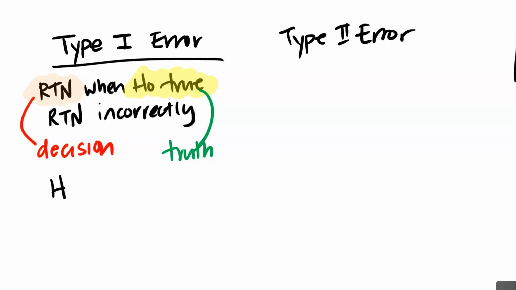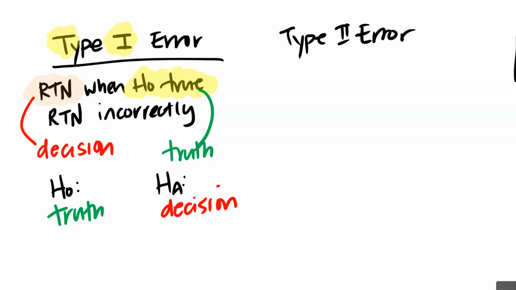So if we have a null and an alternative, I will sometimes call a type 1 error one where we put our truth on the first of our two hypotheses. So in this case, the T goes here for the truth, and then our decision must have been this, because if we make an error, these two things don't line up.